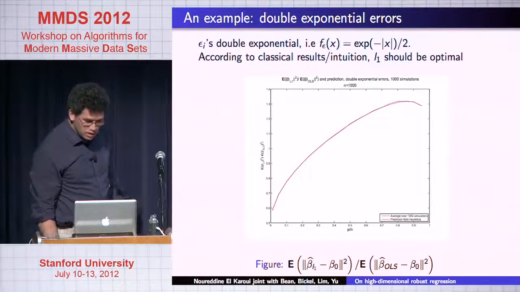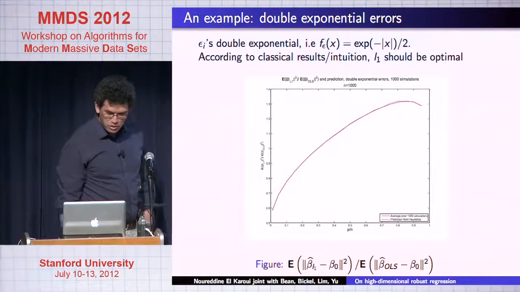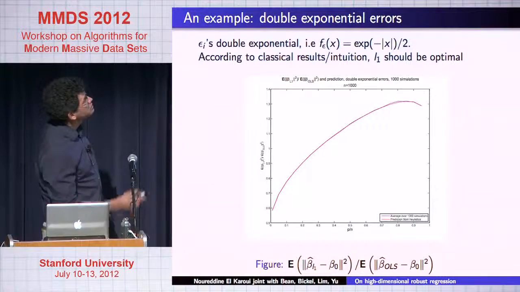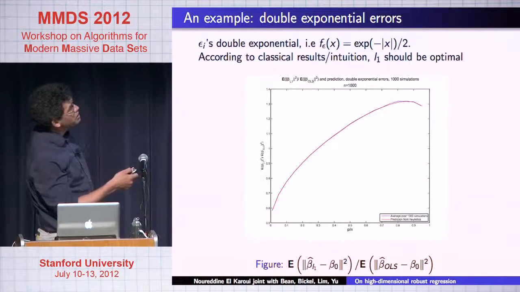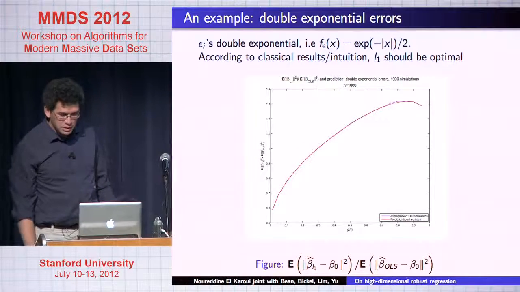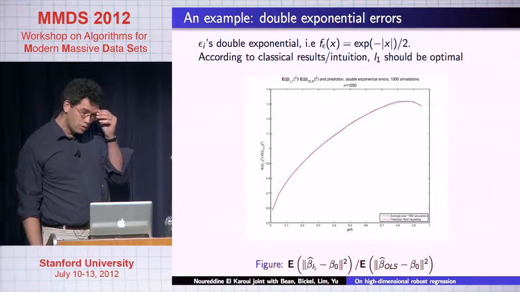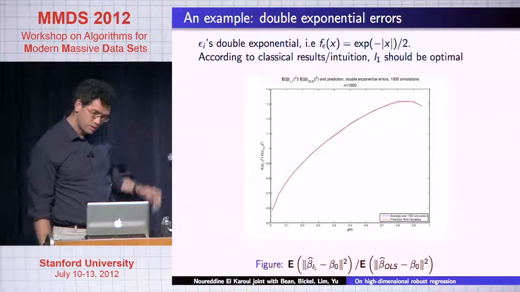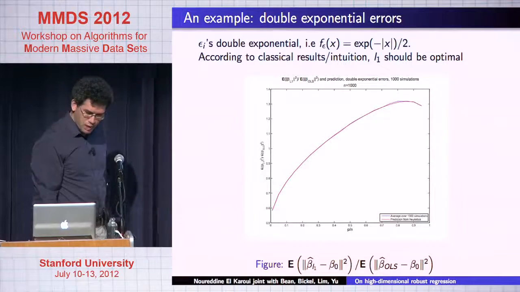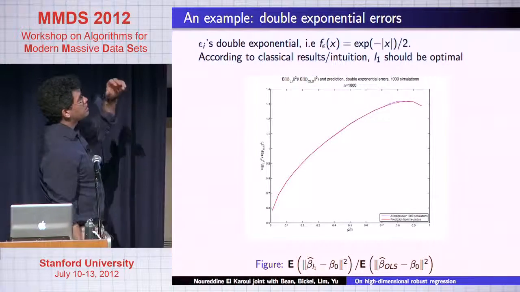Okay, so let's look at an example. Let's do it in practice. Here what I have are double exponential errors. Okay, so the density is e to the minus the absolute value of x, properly scaled so that it's a density. And according to what I just told you, in classical results and intuition, L1 should be optimal. Okay, so I'll tell you a little bit about the design later.